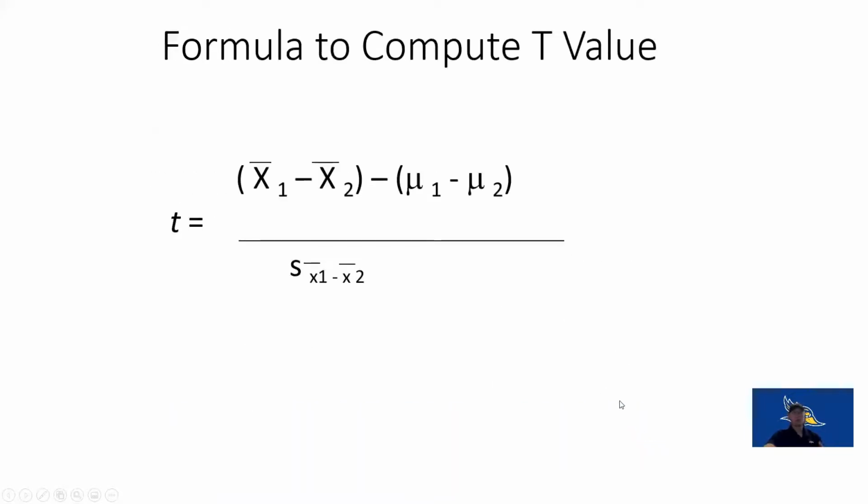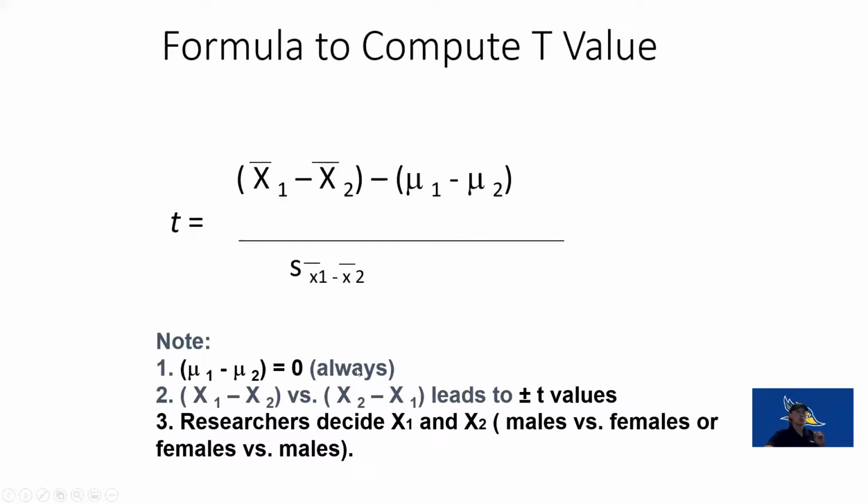So let's do an example here. Remember that our population difference is always 0 based on our null hypothesis. And then, as I said earlier, the direction, or the positive or negative, of the t-value depends on which variable we put first, which group we say is larger than the other. So we decide that based on our directional hypothesis, if we think 1 is greater than 2 or if we think 2 is greater than 1.